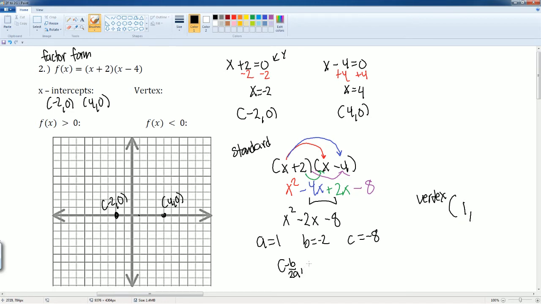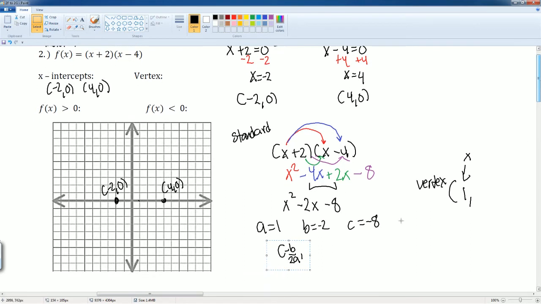Then, to find this, we have to plug it in. So this is our x value, and we now have to plug it in. All right, it's a lot of steps, but that's what we've got to do. Here is our function: f of x is equal to x squared minus 2x minus 8. We want to plug in x equals 1. So I'm going to erase x and put a 1.